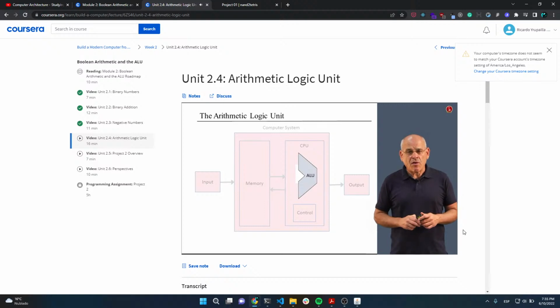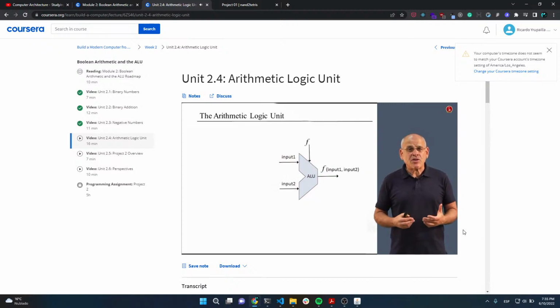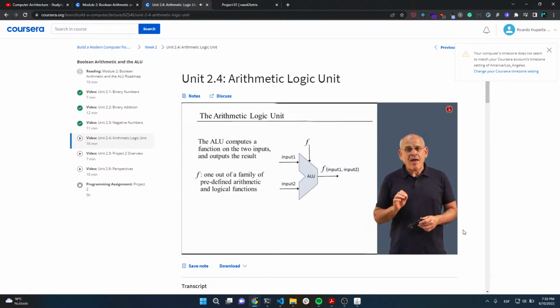Now, if we abstract away all these details and focus only on the ALU, we can think of an abstraction which receives two multi-bit inputs. We call them input 1 and input 2. And the third input is the function that has to be computed. So the ALU computes the function, and out comes the result of this computation. Now, the function f is one out of a family of predetermined functions that, taken together, define what this ALU is capable of doing. Some of these functions are arithmetic, and some of these functions are logical.